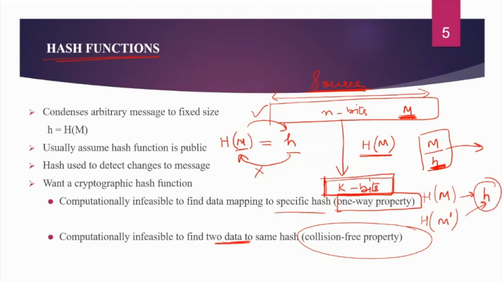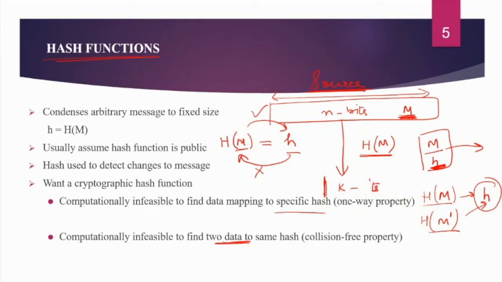So this collision free property is associated with hash functions, that it is computationally infeasible to find two different data which have the same hash value, because even a slight change in the data, if you just flip one letter, will change the hash value drastically. So these are the two important properties, the one-way property and the collision free property, which allow a hash function to achieve message authentication.